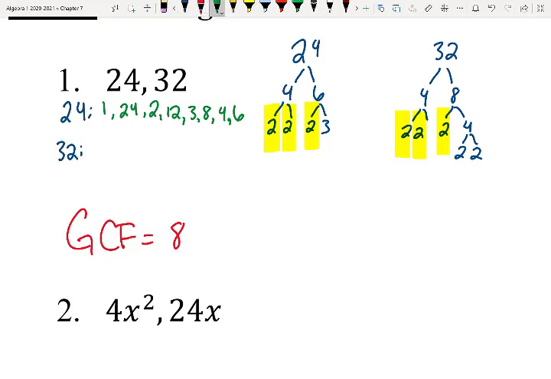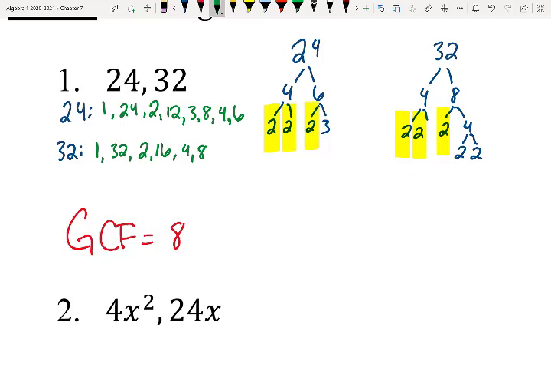32 could be 1 times 32. It could be 2 times 16. It could be 4 times 8. And that should be it. Because then as soon as you get the other side, 8 times 4, yeah, sure, 16 times 2. But those are all my unique factors.